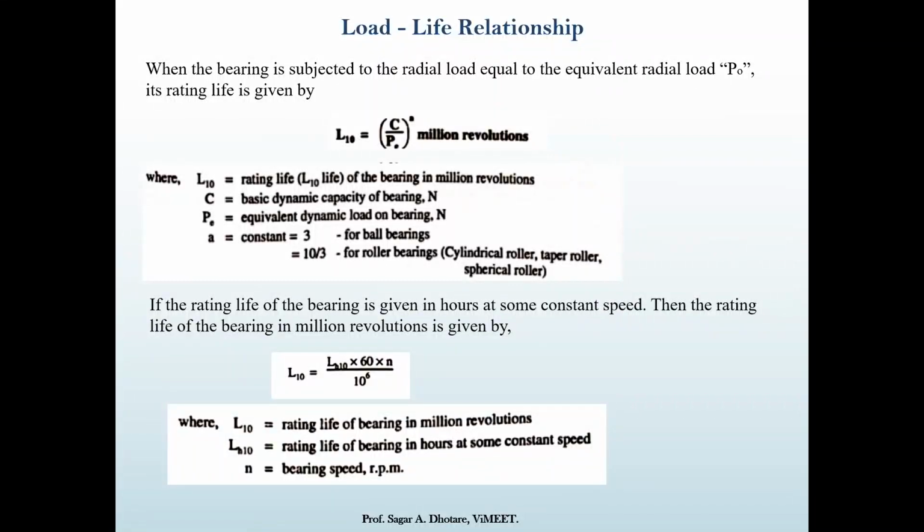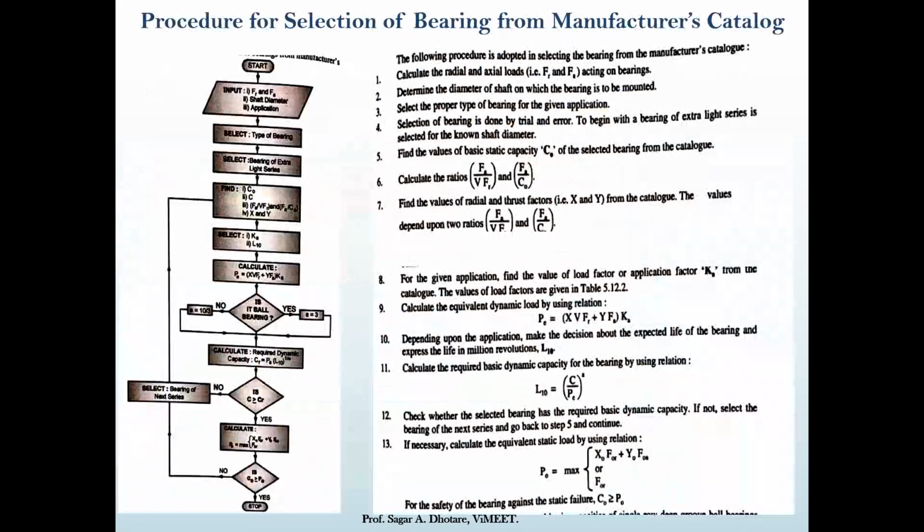Based on this equation, if the million revolutions are given, we can convert that life into hours. If hours are given, we can convert into million revolutions. Now this is a very important task: the procedure for selection of a bearing from a manufacturer's catalog. The step-by-step information is provided here on how to find the bearing using a manufacturer's catalog.